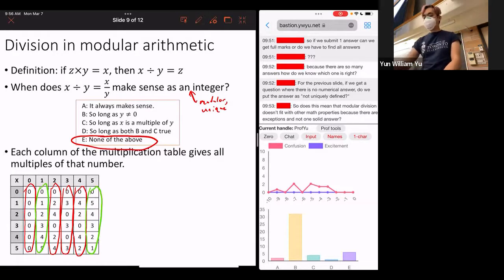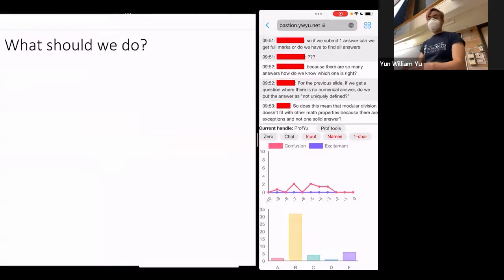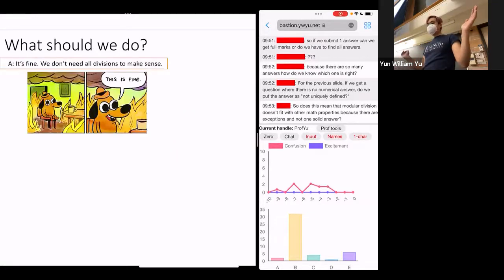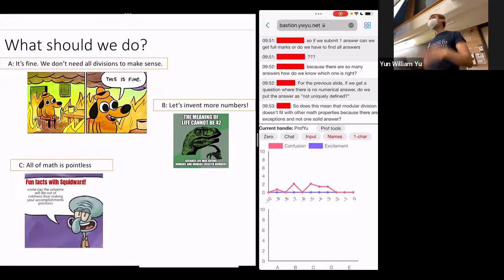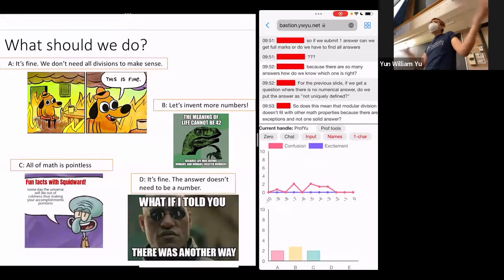Now this should be a little bit confusing. Hopefully it's a little bit confusing. And what should we do? Is it fine that we do not need all divisions to make sense? Or should we invent more numbers? Is all of math pointless, and this is all just a game let mathematicians play with themselves? Or it's fine, the number doesn't have to be an answer.